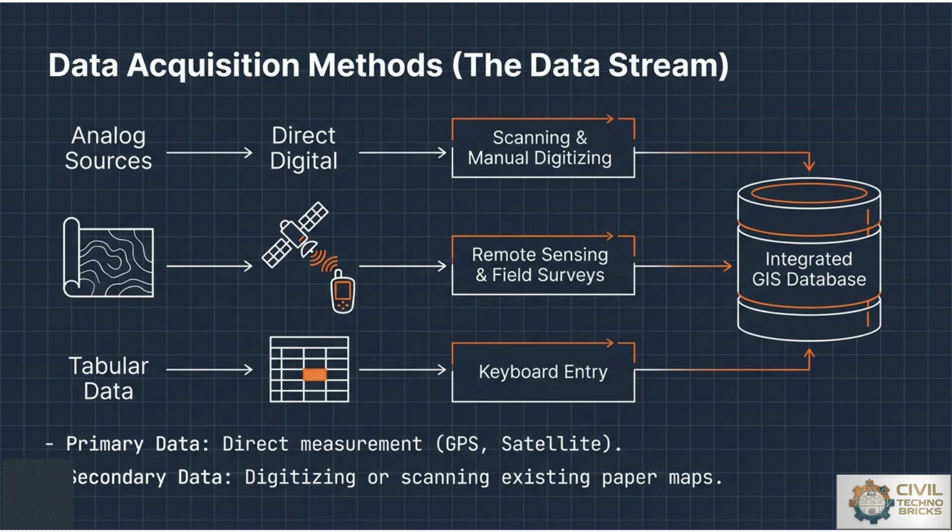And secondary data is the digitizing or scanning of existing paper maps. We can say it is updating the existing maps or the previous topo sheets by the Survey of India department or likewise departments. So data acquisition is a process of collecting spatial and attribute data from various sources, with the objective of gathering accurate and reliable geospatial data. Data is obtained using GPS, remote sensing tools, total station, DGPS, or any type of survey as the method of acquisition.